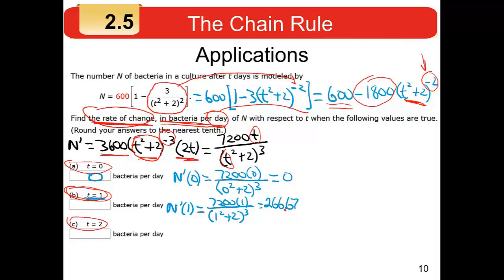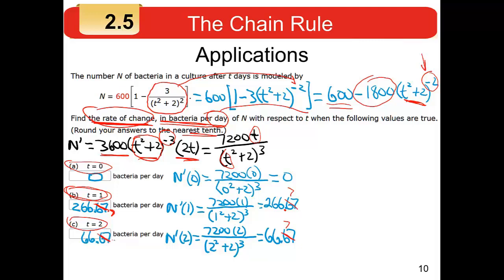266.67. It keeps continuing, but they said to round it to the nearest tenth. Actually, I rounded it to the nearest hundredth. But if you do the nearest tenth, that would be 266.7. Let me change that. I thought it said the nearest hundredth. Easily fixed. And then do it again, and you get about 66.67. Again, if you're rounding it to the nearest tenth, that becomes 66.7. It's just arithmetic at this point.